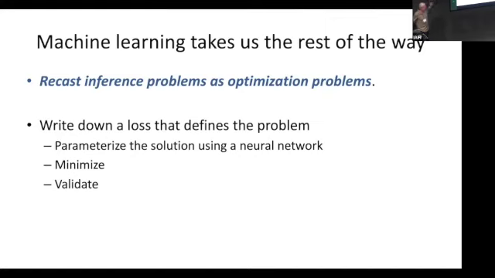So we just parameterize the solution using a neural network in some way. First of all, we write down a loss that defines the problem. In some sense, that's the way we program that, right? We just have to think about the loss that, when optimized, gives us the answer that we want. We parameterize the solution using a neural network, we minimize, and then hopefully you have the ability to validate that model as well. Okay, so I'll give you a bunch of examples for this programming now.